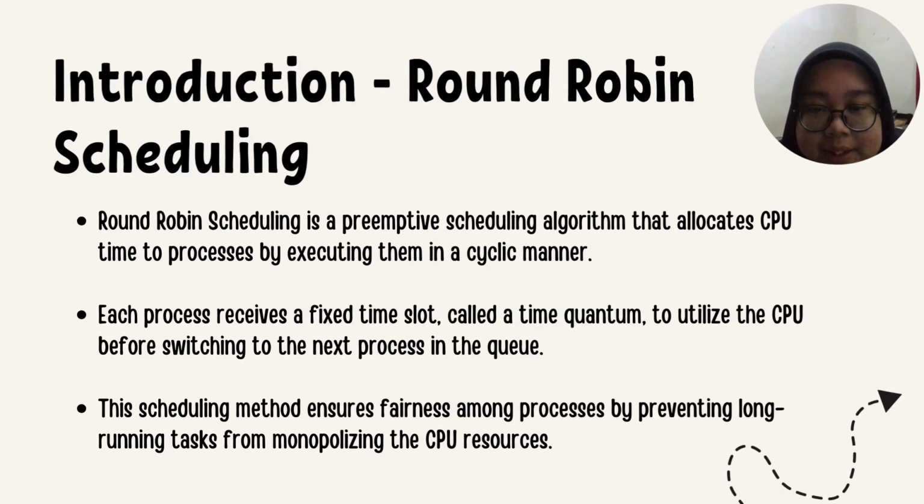So I'll be talking about the introduction of round robin scheduling. Round robin scheduling is a primitive scheduling algorithm. In round-robin scheduling, all processes are executed in a cyclic manner. Each process receives a fixed time slot, known as time quantum, during which it can access the CPU's resources for execution. Once a process has used its allocated time quantum, it will switch to the next process in the queue. This cycle continues until all processes are complete.